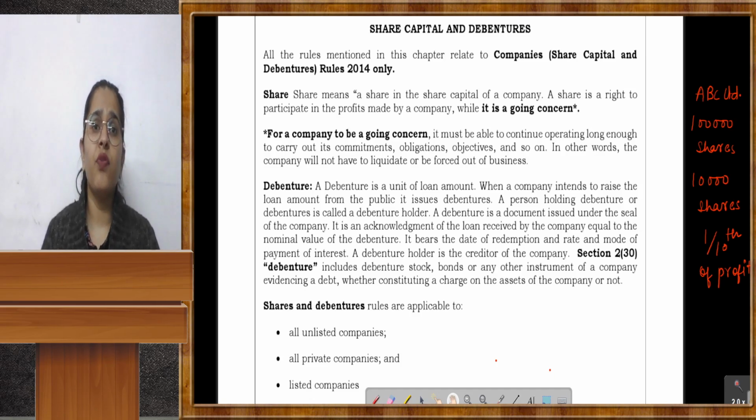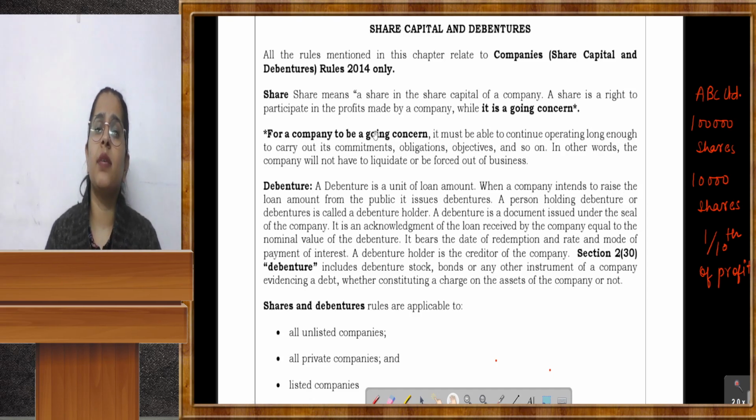It means in the foreseeable future, whatever future you can see, that company is not going to shut down, right? So they are saying a share is a right to participate in the profits made by a company while it is a going concern. As long as the company will run, these shareholders, for example, if I have taken 10,000 shares of the company, then I will be eligible to take part in the profits of the company in the foreseeable future.